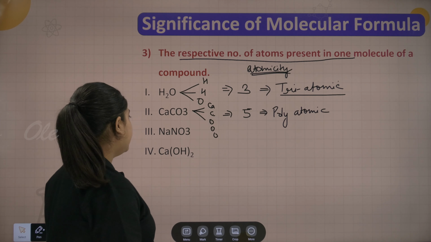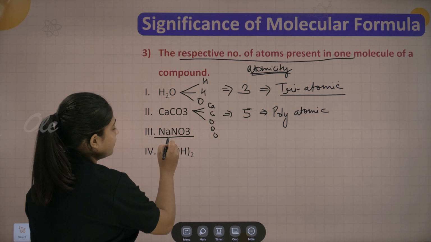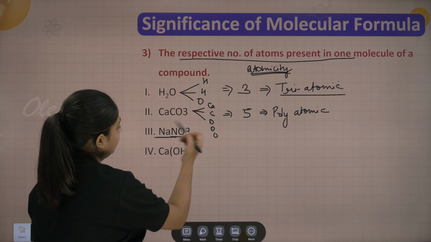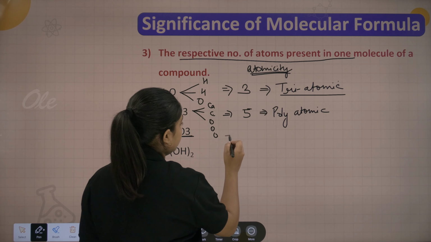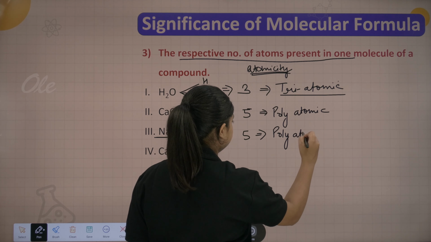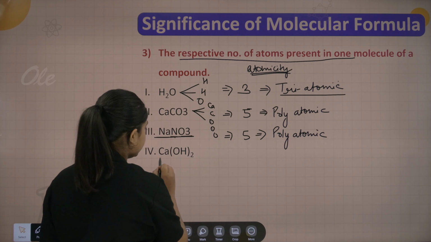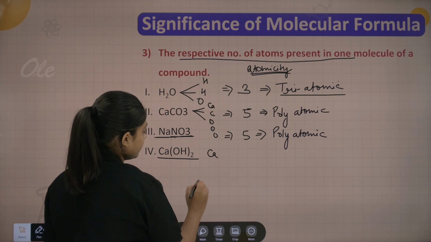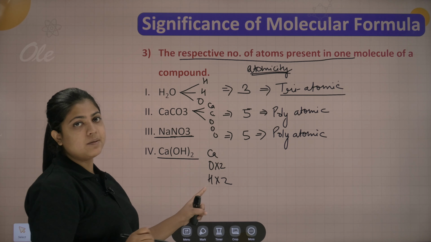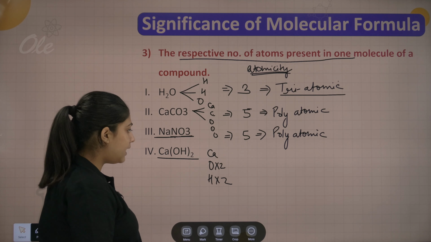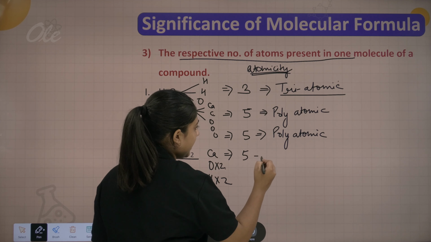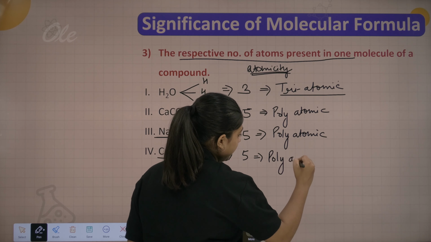Got my point? Next, NaNO3. 1 of sodium, 1 of nitrogen, that is 2, and 3 of oxygen. So it will again be 5. So if it is 5, we will write polyatomic. Okay. Now Ca(OH)2, 1 of calcium, 2 of oxygen and 2 of hydrogen. Why? Because this 2 is being multiplied with oxygen and hydrogen both, right? So it will be again 2 and 2, 4 and 1, 5. So it will be 5 again, it will be polyatomic.